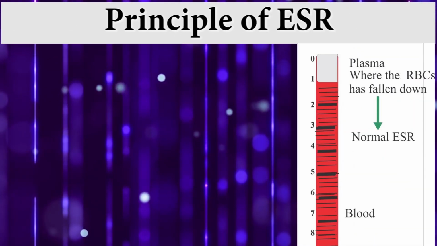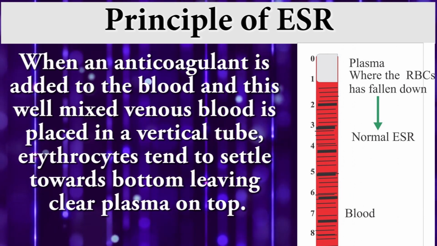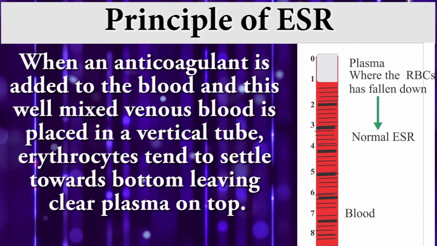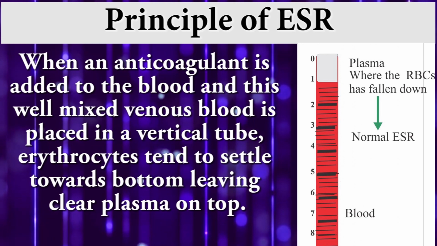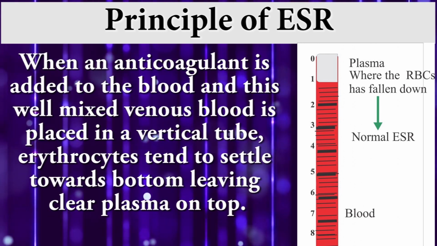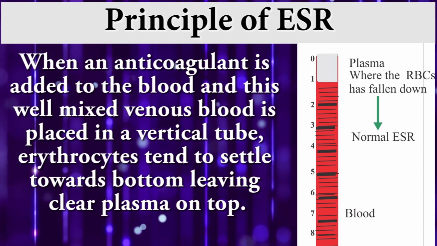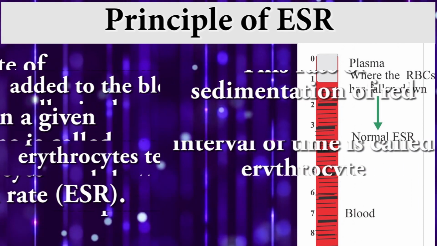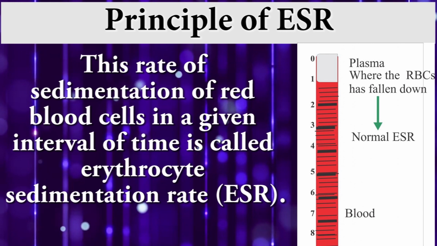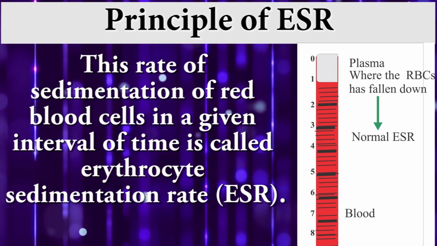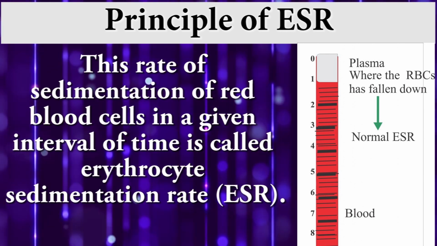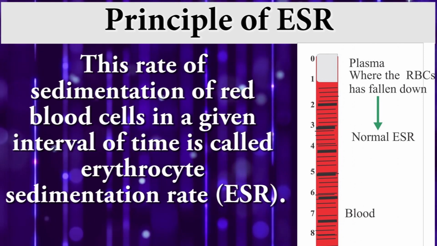Principle of ESR. When an anticoagulant is added to the blood and this well mixed venous blood is placed in a vertical tube, erythrocytes tend to settle toward the bottom, leaving clear plasma on top. This rate of sedimentation of red blood cells in a given interval of time is called erythrocyte sedimentation rate.